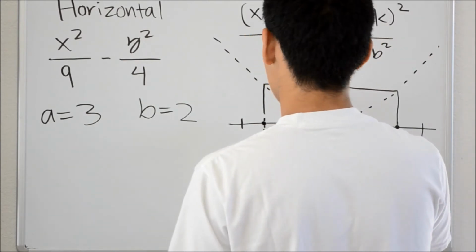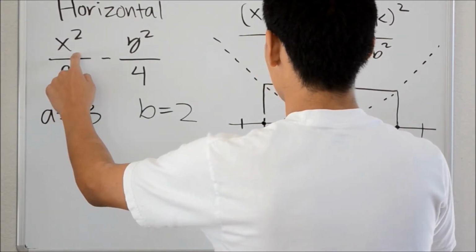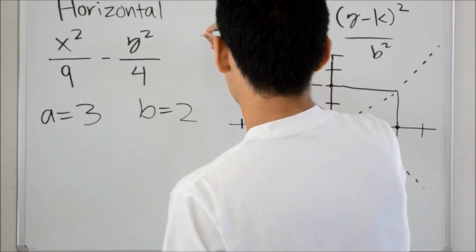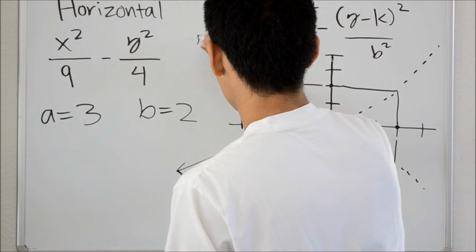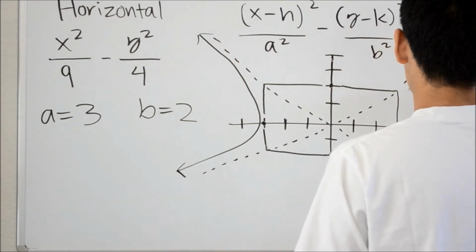Okay, now, since it's horizontal, I graph the left side of the x-axis, and I graph the other side of the x-axis.